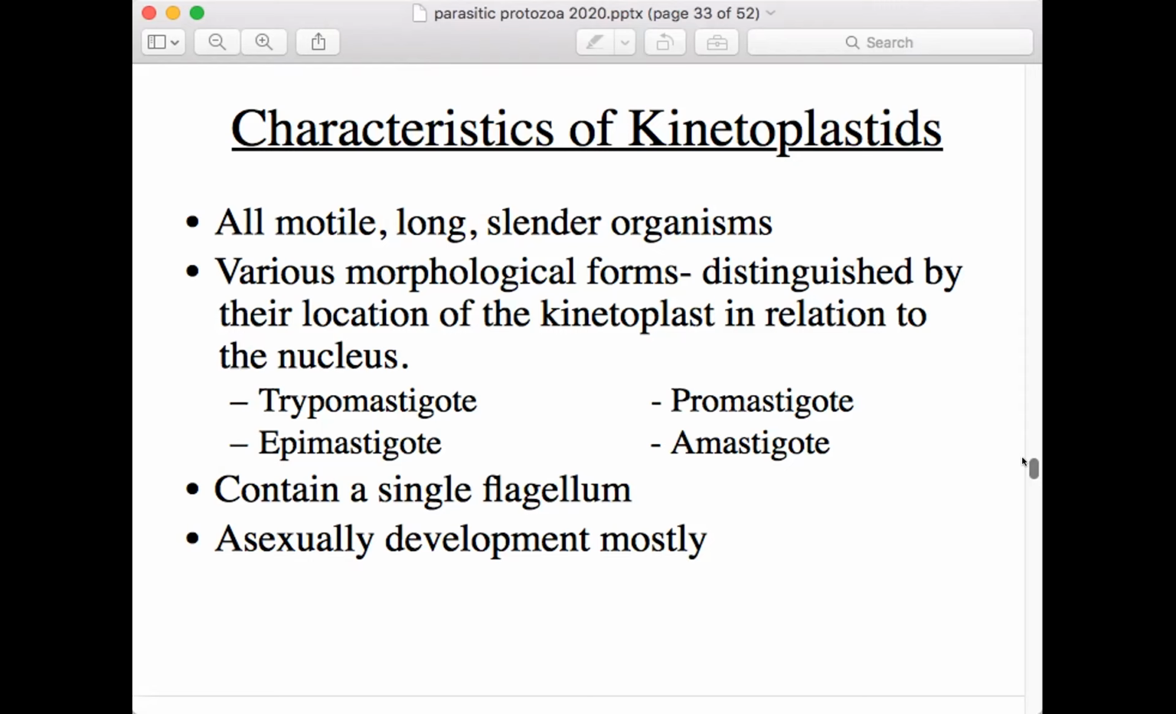So we're talking about a specific type of protozoan organism here. They all are going to have very similar morphological and genomic arrangements: similar genomes, long, slender bodies. You're going to see that flagella present, but depending on where that kinetoplast lies, that's where we can distinguish our identification of these kinetoplastids. Most of them are going to reproduce asexually.